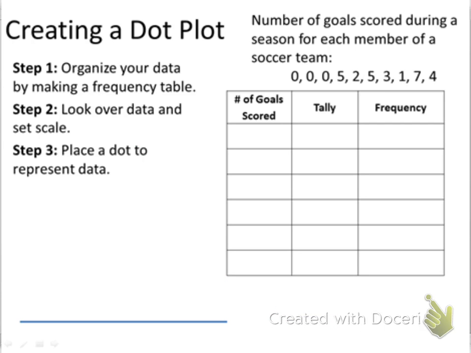Okay, let's get started with making them. Creating a dot plot, we have 3 steps. The first step is to organize your data by making a frequency table. We know how to do this, we just did it. So we're going to start by organizing this data into a frequency table.